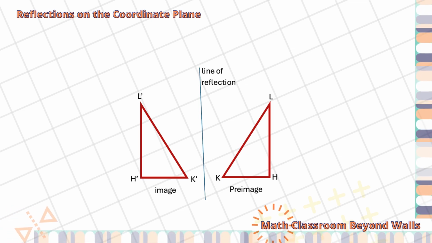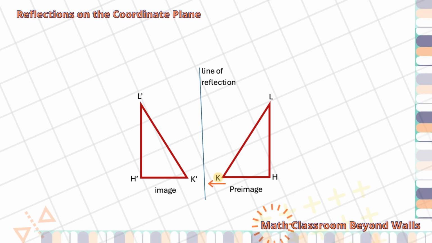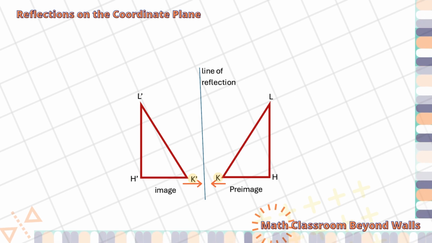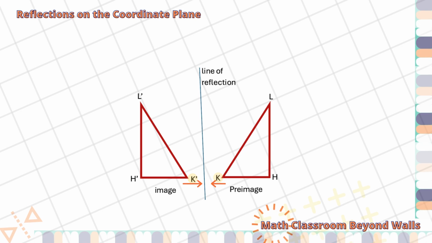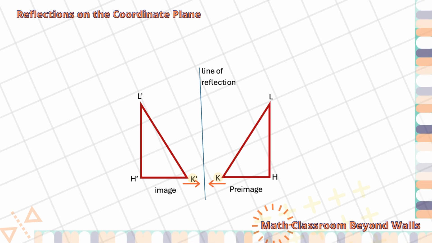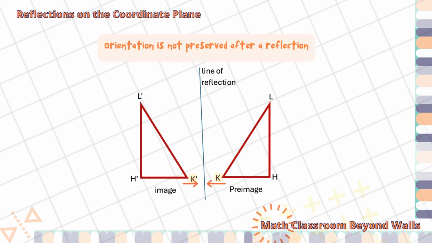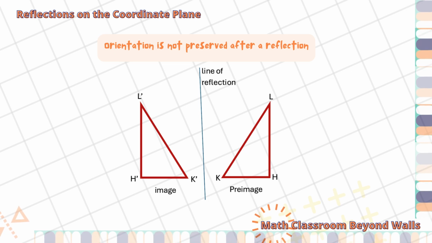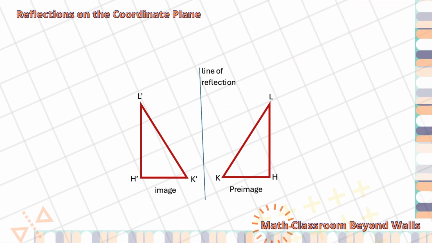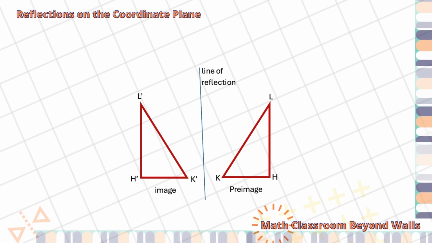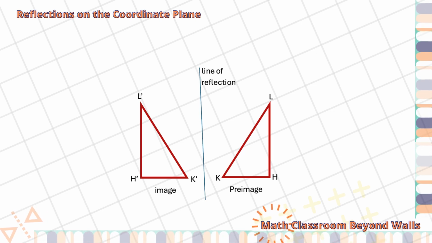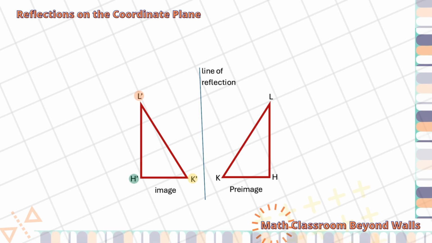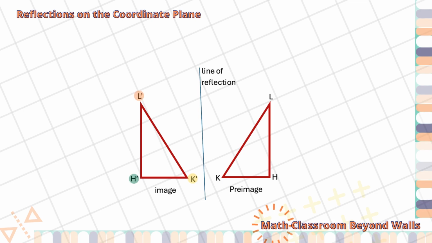On the illustration, point K on the preimage is facing left, whereas on the image, point K prime is now facing right after the reflection. Thus, we say that orientation is not preserved after a reflection. Do not forget that if the preimage and the image are named using the same set of letters in the English alphabet, like what we have here, the image is the figure with the prime notation.